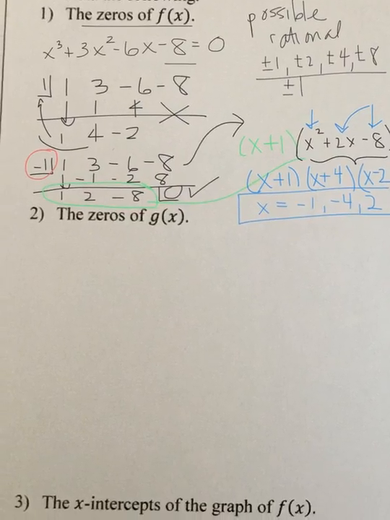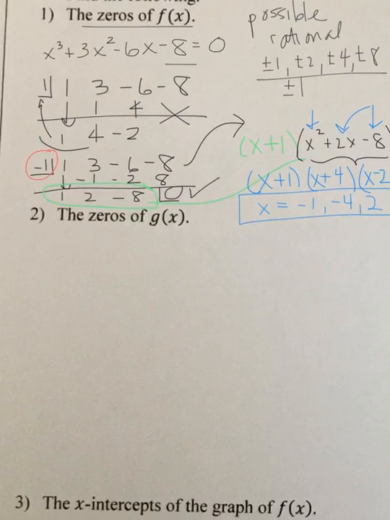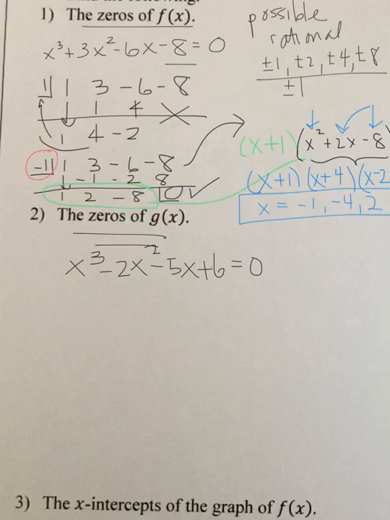So next we want to look at the zeros of g(x). We're going to have to go through a pretty similar process because it also will not factor using our regular ways. So we're looking at the polynomial g(x) is x to the third minus 2x squared minus 5x plus 6, and we want to see when that equals 0. So let's try again. The possible rational zeros are going to be plus and minus 1, plus and minus 2, plus or minus 3, plus and minus 6, all over plus and minus 1.